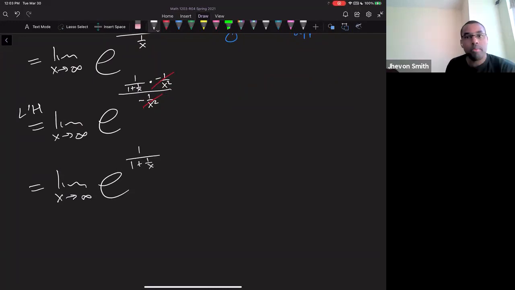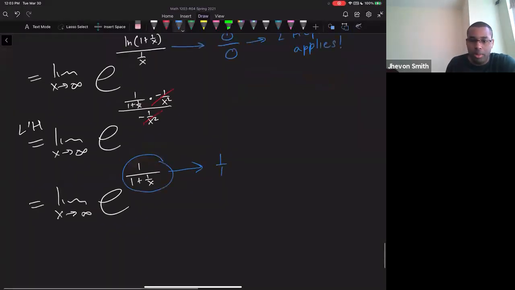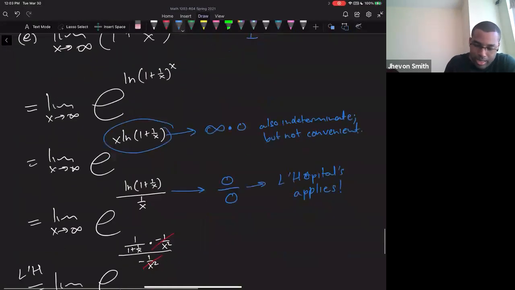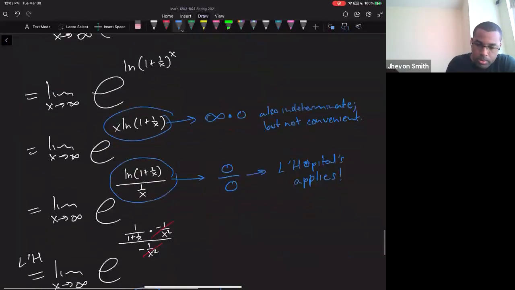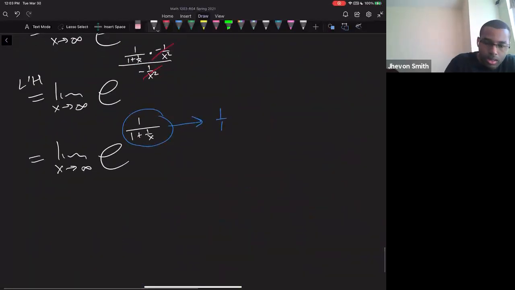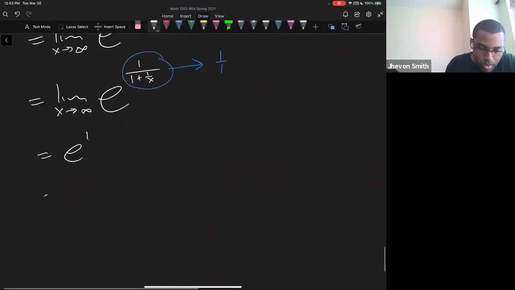1 over x. And now I look at, well, what does this behave like now? Well, x is approaching infinity, so 1 over x is approaching 0. This is approaching 1 over 1, which is not indeterminate. That's like a number. I know what that is. So this just approaches e to the 1, or in other words, e. E is the answer.